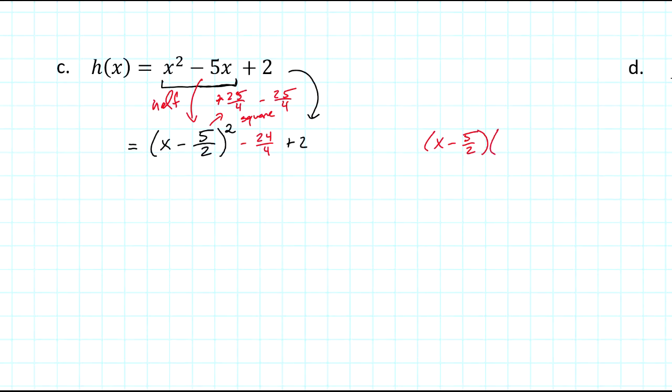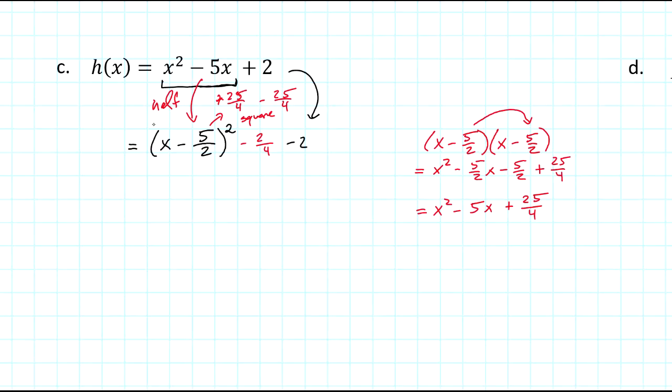Sorry, I said I was going to FOIL this out to show it. When we FOIL this out, this is x squared, and we get a minus 5 halves x, and a minus 5 halves x. We get a plus 5 halves times 5 halves, which is 25 over 4. This is x squared minus 5 halves x twice, which is minus 10 over 2, which is minus 5x, and then plus 25 over 4. So we need to subtract the 25 over 4 to keep everything in balance.